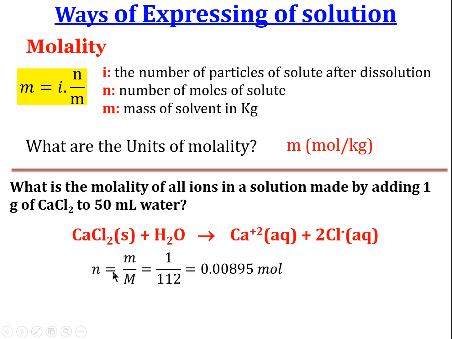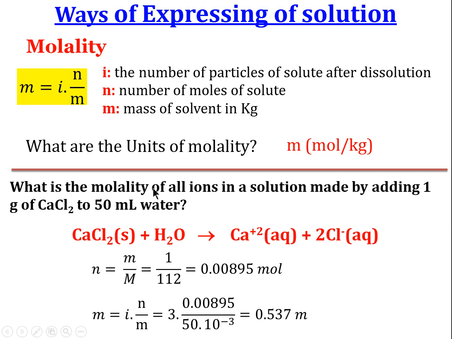The number of moles of the solute CaCl2 is equal to the mass divided by the molar mass, which is 1 divided by the molar mass of CaCl2, equal to 112, so equal to 0.00895 mole. The molality of the solution obtained is equal to i, which is the number of particles, equal to 3, times n, 0.00895, this is the number of moles of the solute, divided by the mass of the solvent.